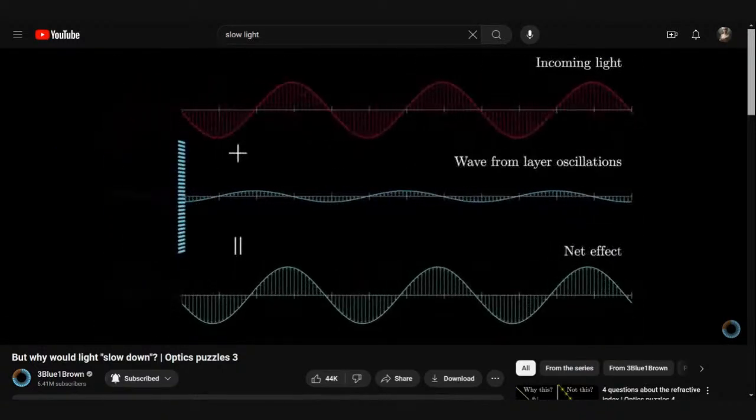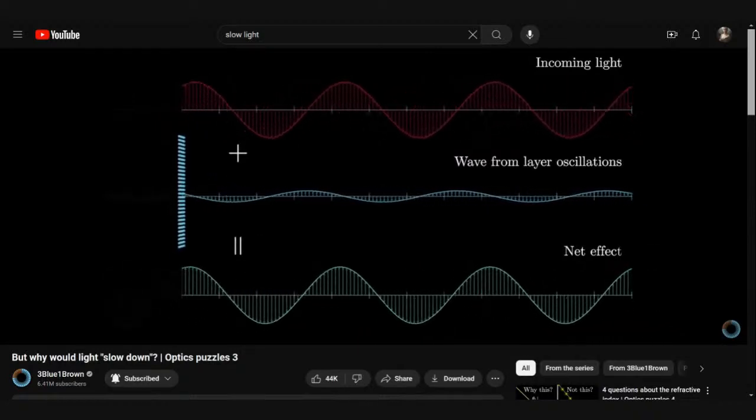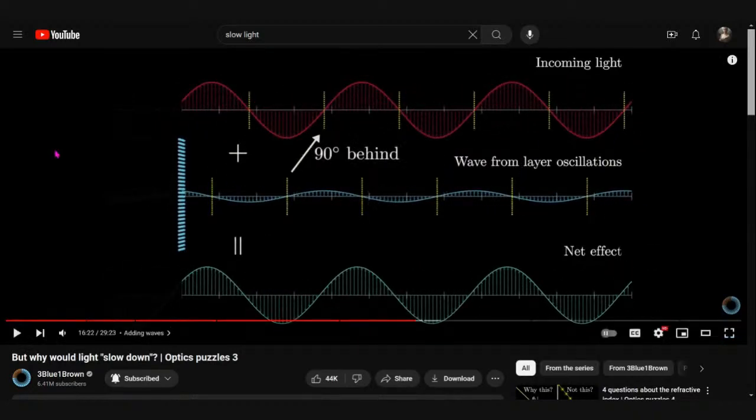So looking back at our previous animation, where we have some wiggling charges in a layer of glass causing these second order propagations that need to be added together with the incoming light, the way it works out is that the phase of that second wave is exactly oh my God, I'm falling asleep.